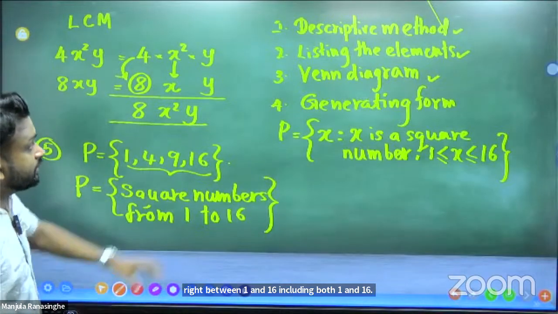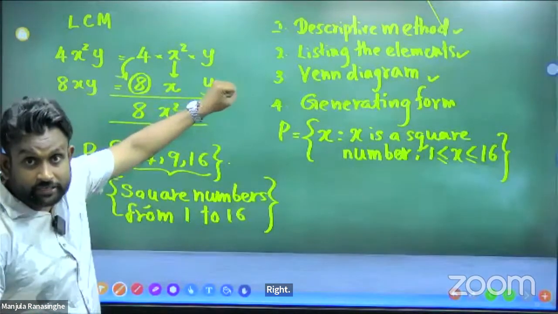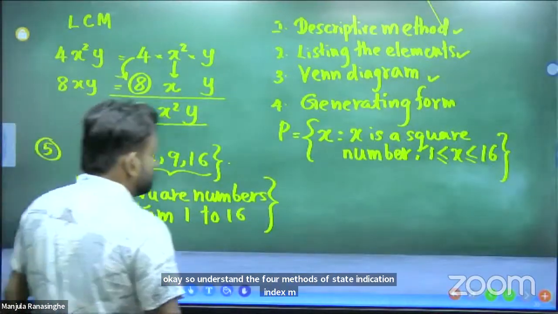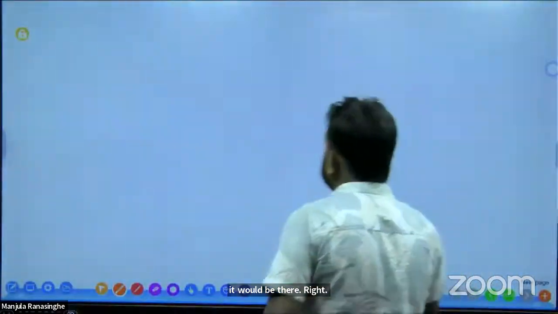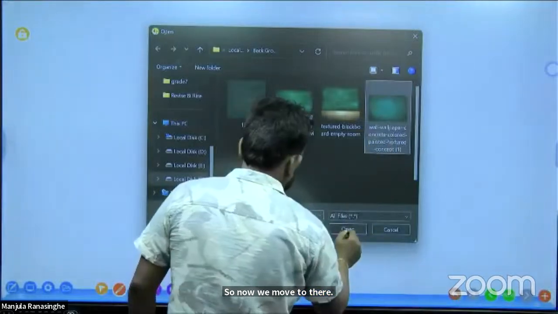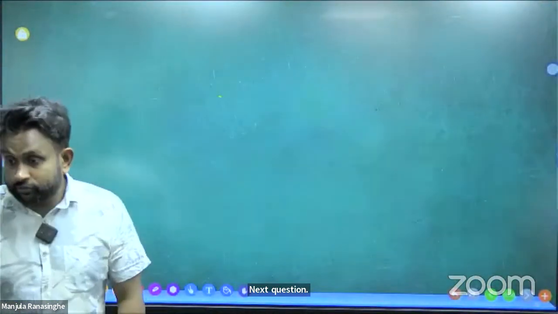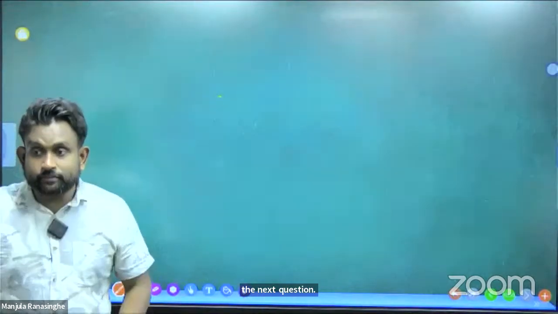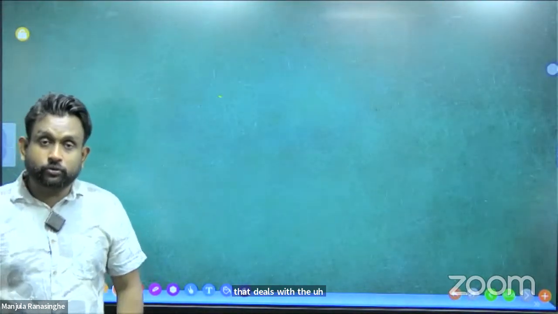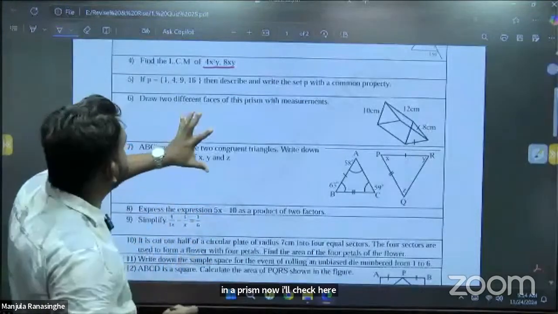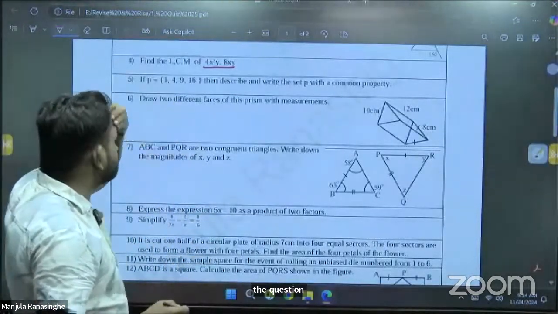Right, okay. So understand the four methods of set indication, it would be there in the exam. So now we move to the next question. See there, the next question deals with the prism with its measurements. So now you can see the different faces of the prism with these measurements.